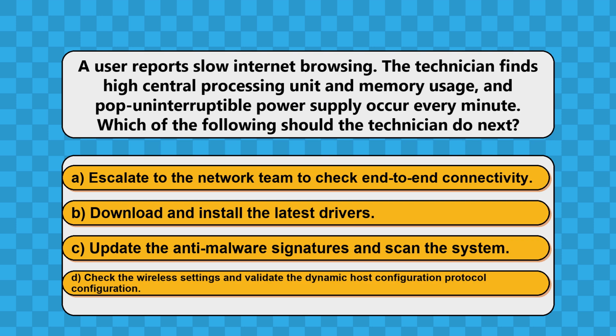Question 74. A user reports slow internet browsing. The technician finds high central processing unit and memory usage, and pop-ups occur every minute. Which of the following should the technician do next?